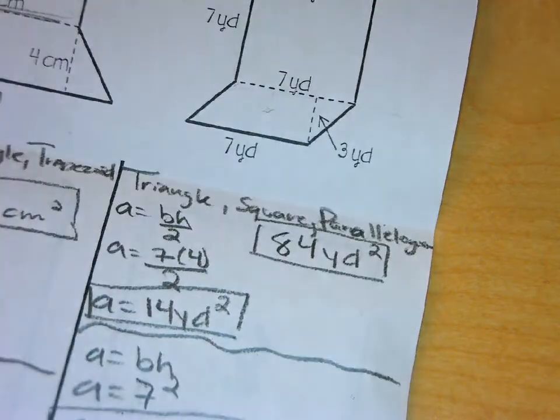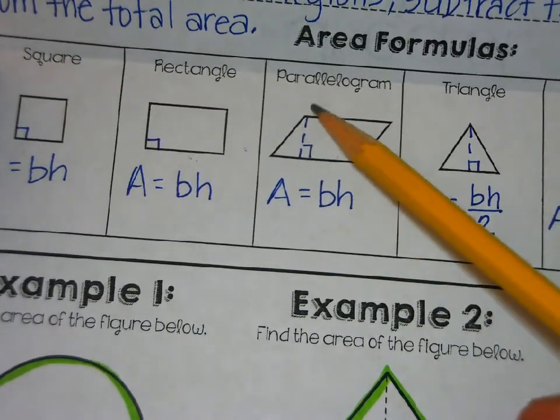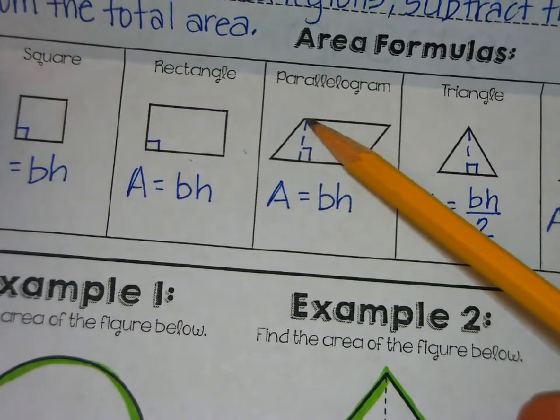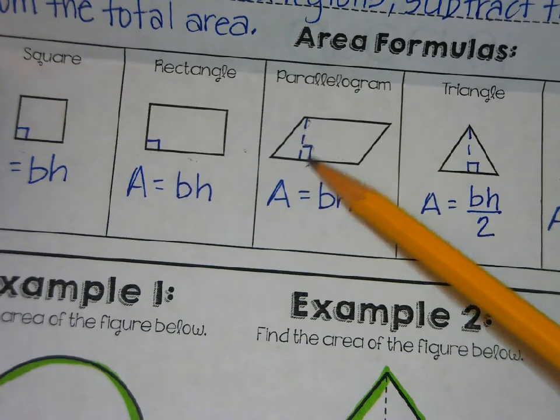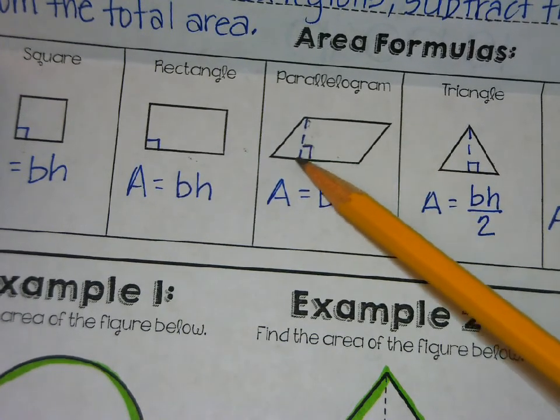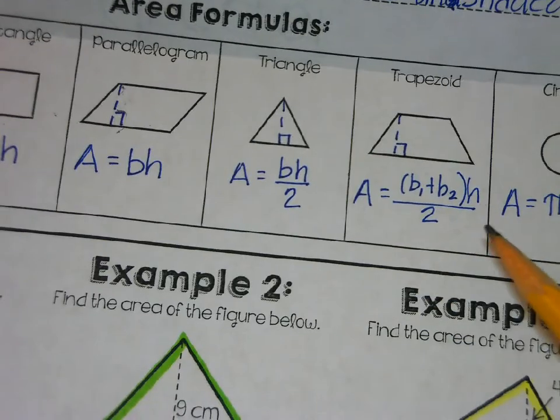One last thing. At the top here. This parallelogram will always have the height inside of it at a right angle. So make sure you have that. It'll always have the height inside of it on a right angle.